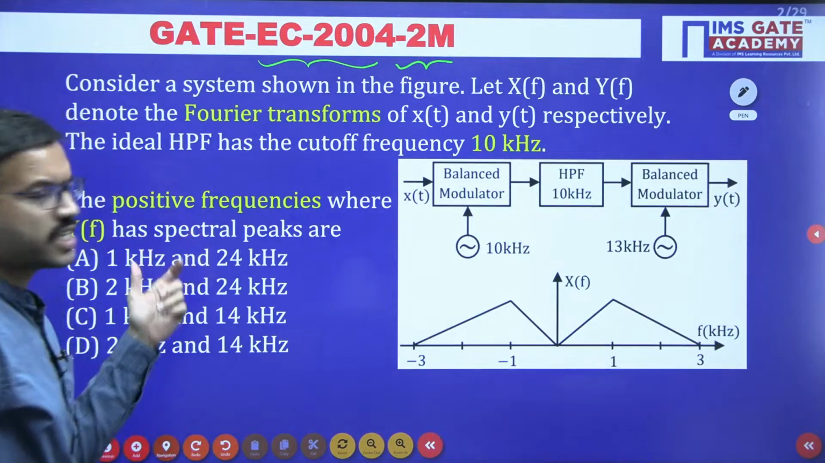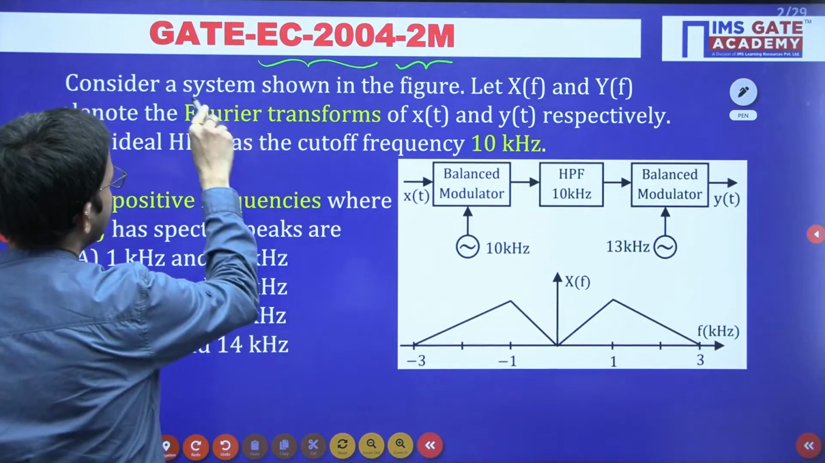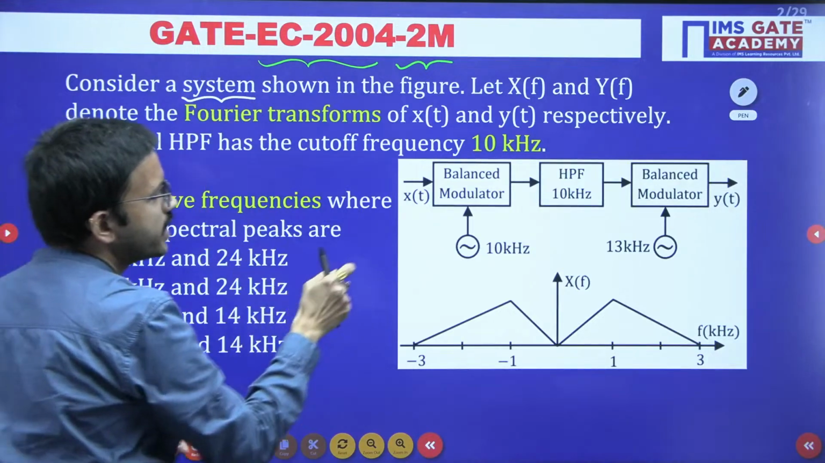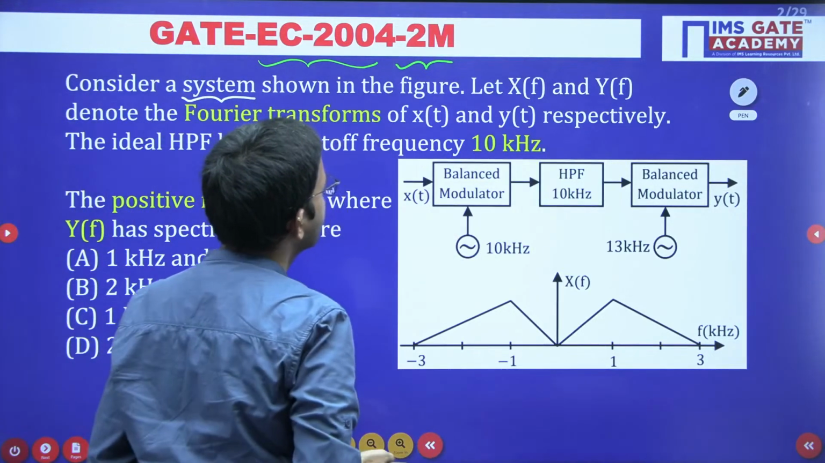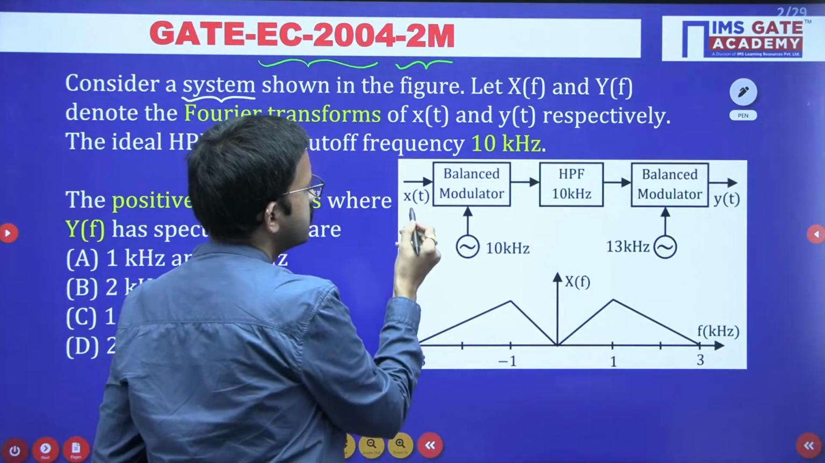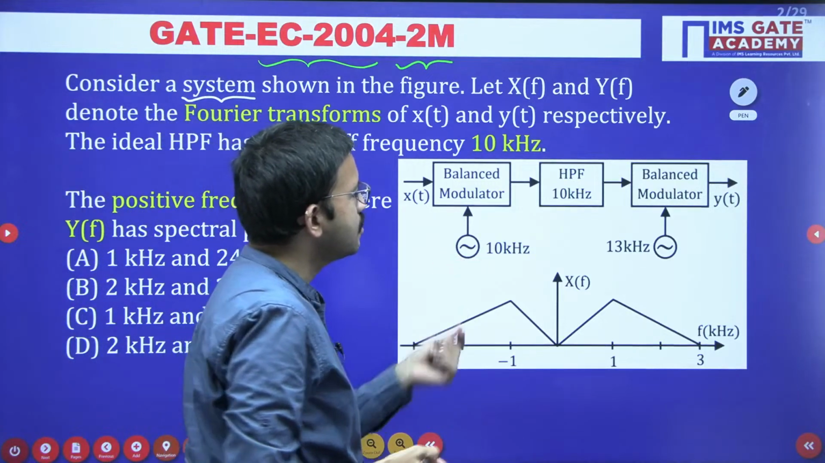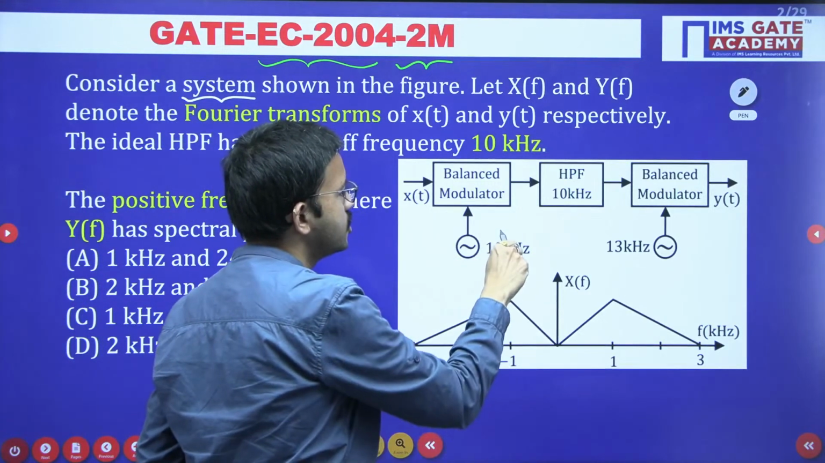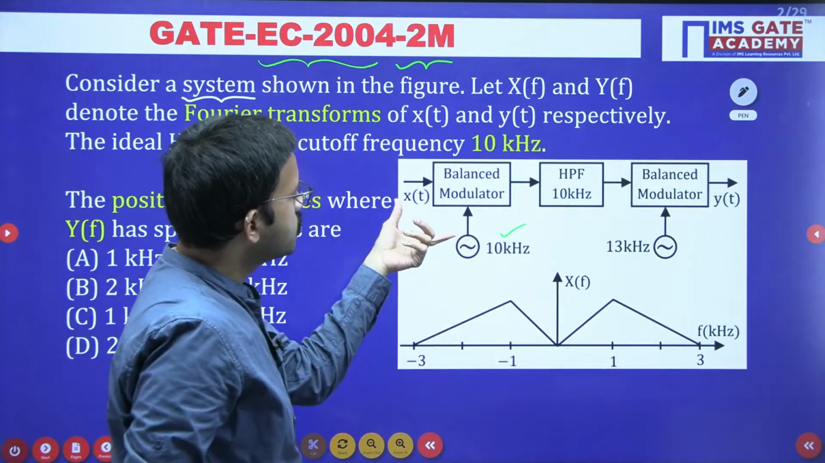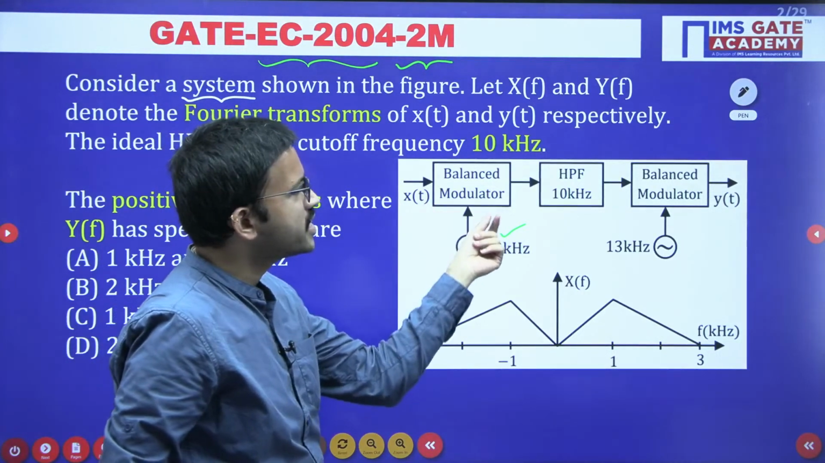So first of all, read the question. Here you have one system, and they have given the block diagram. x of t is the input, the modulating signal or message signal, and you have the carrier signal with a frequency of 10 kHz. These two signals are given as inputs to the balanced modulator, so it will produce the DSB-SC signal, right?